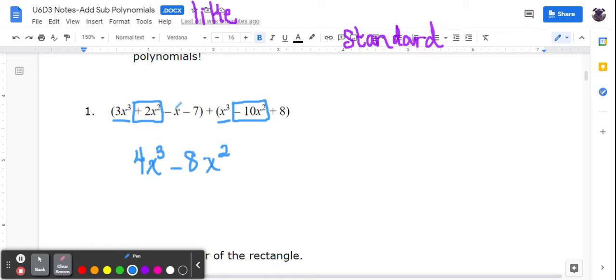Okay, so moving on down the line, here I have a negative x. I'm going to circle this one. Well, I don't have any x's over here, so guess what? We're just going to bring down the negative x since we have nothing to combine with it. Now I'm going to combine my negative 7, we'll put a triangle around that one, with the constant over here of positive 8. So 8 minus 7 is a positive 1. And there's your polynomial in standard form, so the exponents are in descending order, combined together.